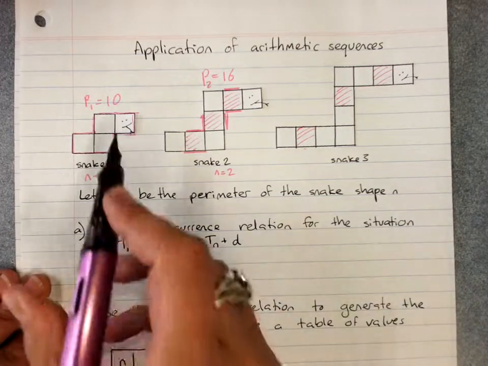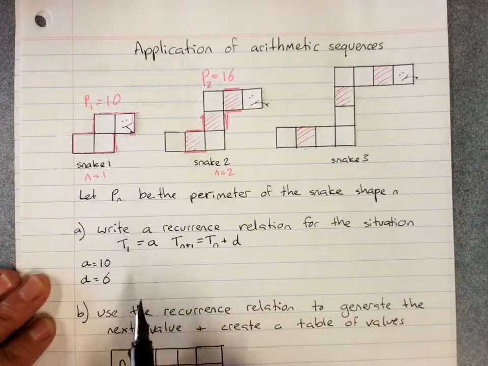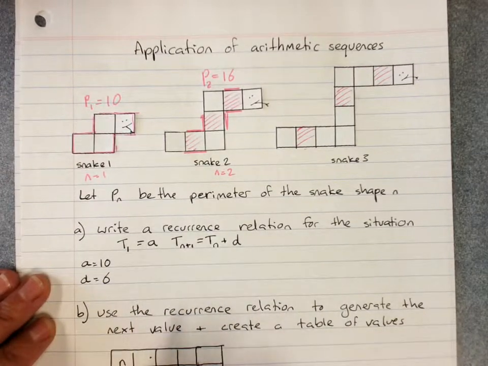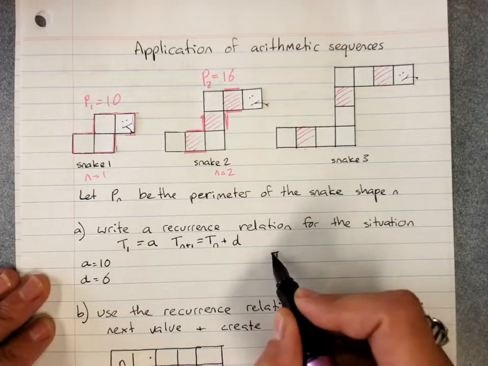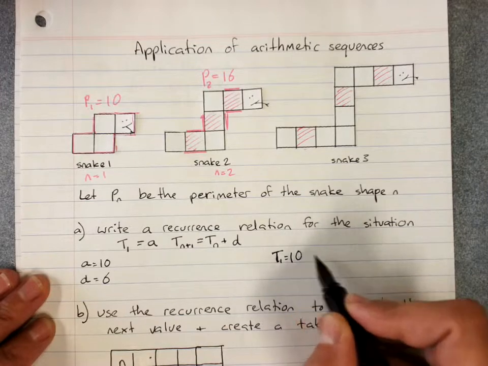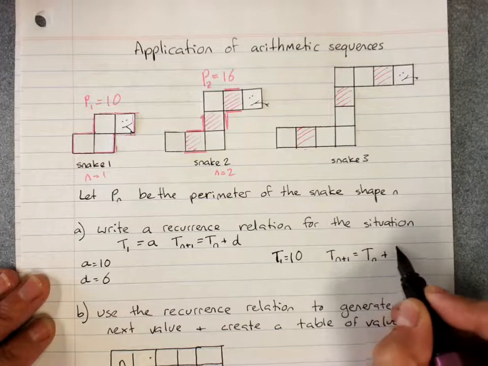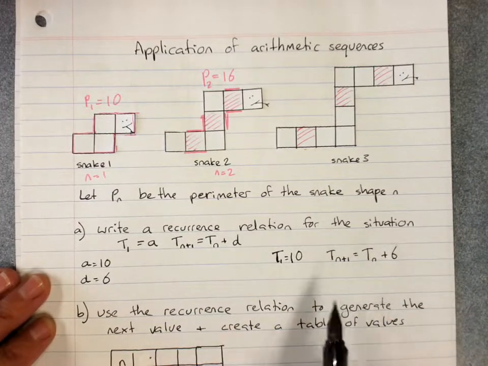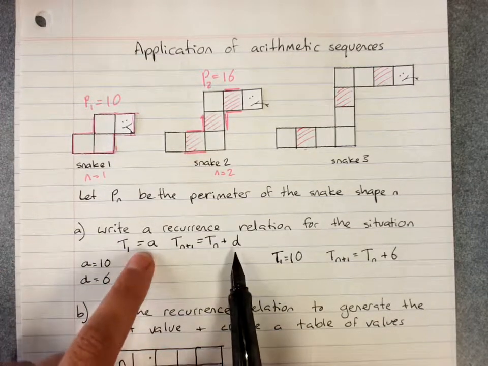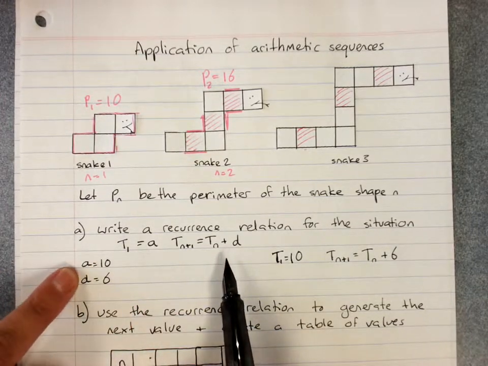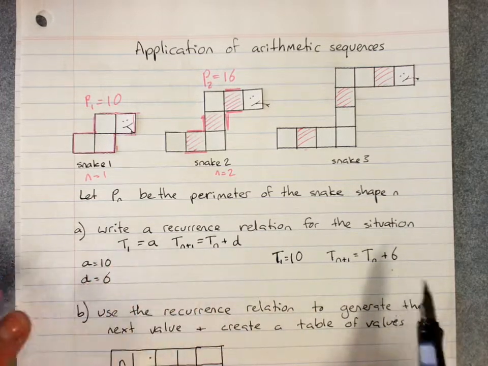Identify A, our first term, 10, and D, our common difference, plus 6. Then just substitute in your values. So my recurrence relationship for this, T1 is 10, Tn plus 1 is Tn plus 6. We have a recurrence relationship for the situation. It's a really good idea to show this working, to write the general form and write what you know and then write your answer. This is appropriate working.